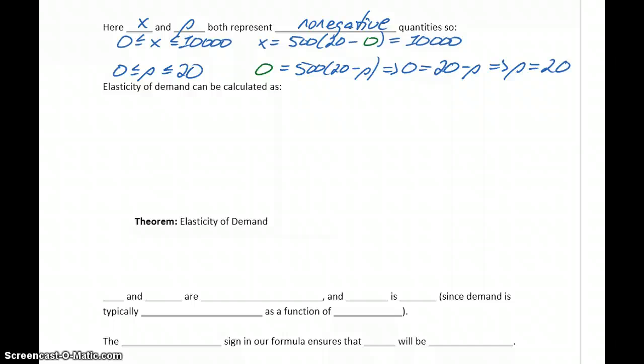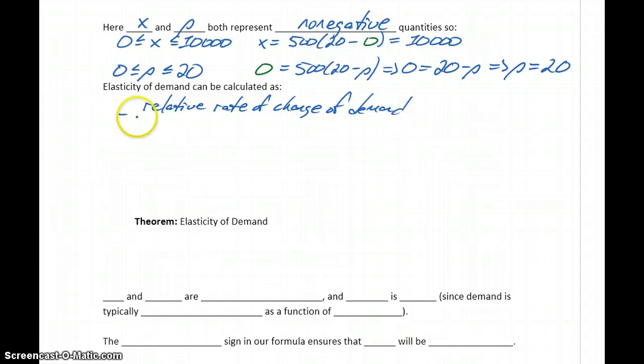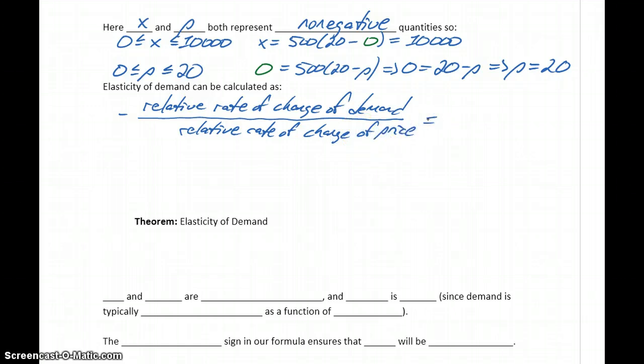So elasticity of demand is what this section is all about, and it can be calculated as the opposite of the relative rate of change of demand divided by the relative rate of change of price, which can be represented as the opposite of the derivative with respect to P of the natural log of f of P, where f is that demand function in terms of P, divided by the derivative with respect to P of the natural log of P, so the natural log of our price.